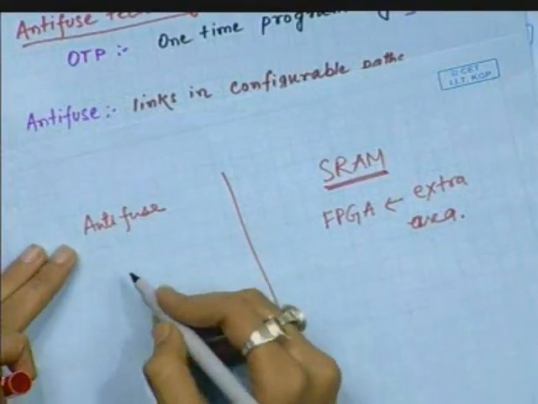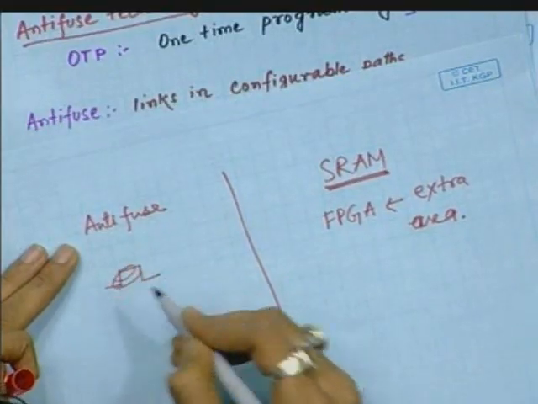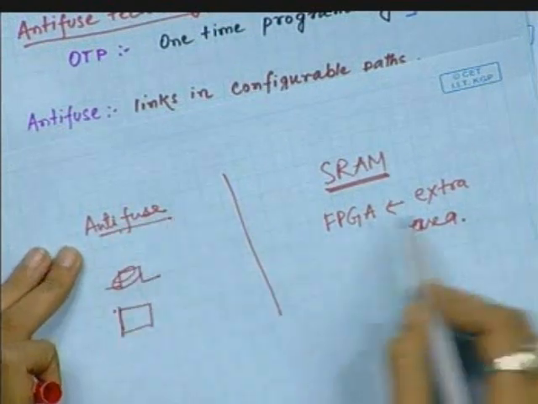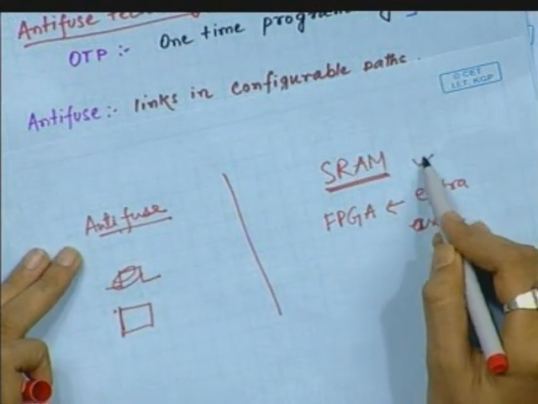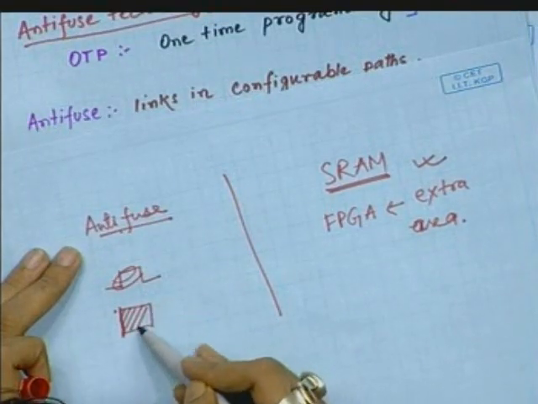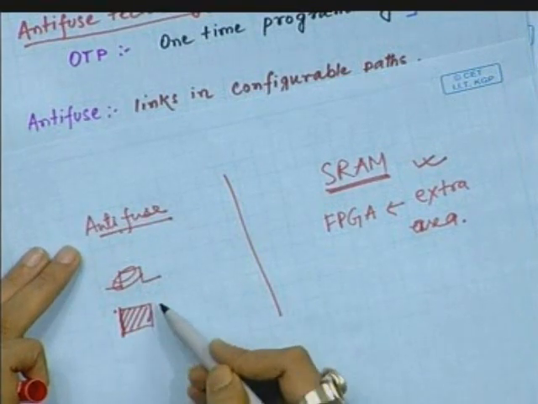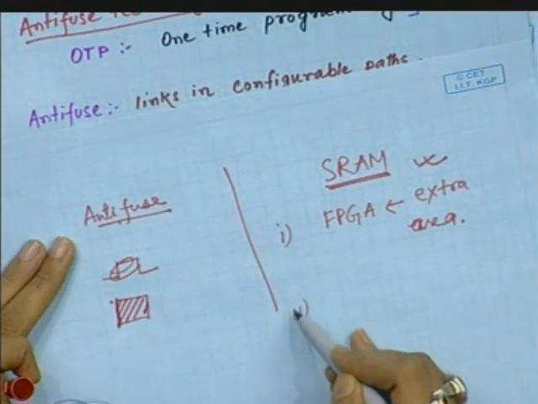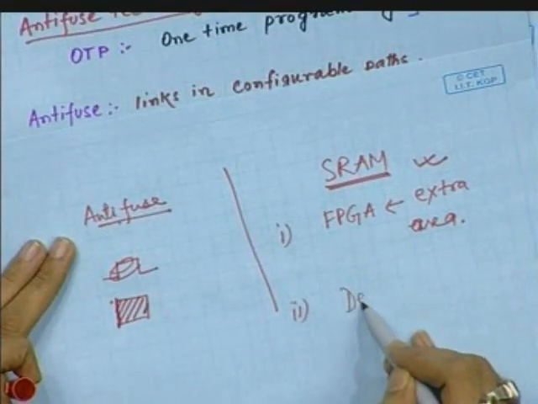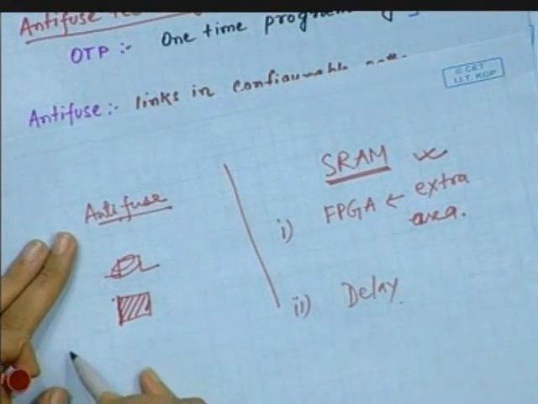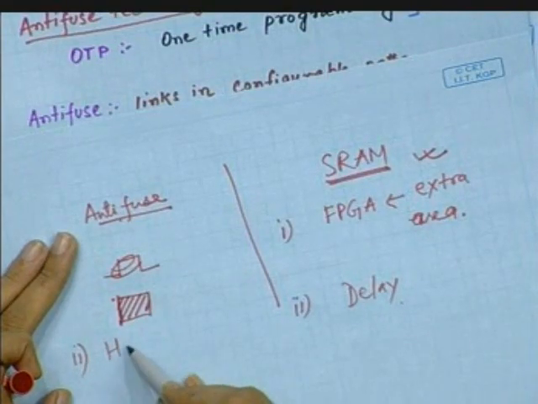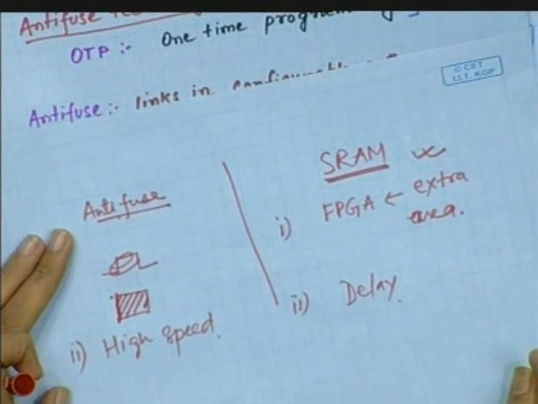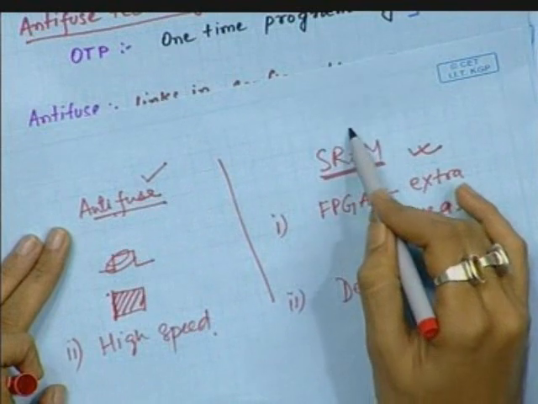In antifuse, what is there? There is just a small silicon element. It also occupies area, but smaller in comparison to SRAM. We have a silicon crystal there, so it occupies much less area. Secondly, the delays are very low, and these are comparably high speed. So we can say that antifuse has some advantages over SRAM.